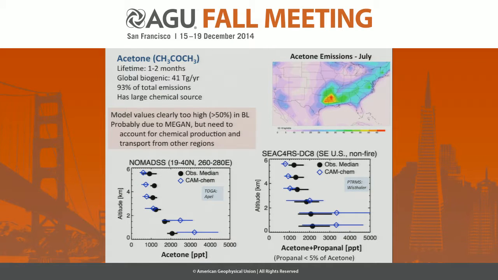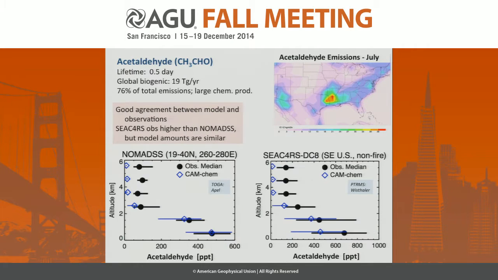Acetone has an even longer lifetime. It also has 90% of its total emissions from biogenic emissions, but it also has a significant secondary chemical production source. So we have to take some care in comparing the observations directly to MEGAN fluxes. But the model measurement comparisons here indicate that perhaps the model is too high, and perhaps that means MEGAN biogenic emissions are too high, but there also could be sources from outside the region or from other sources.